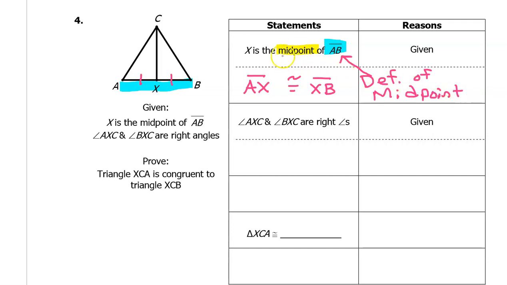If the previous statement mentions bisector, then you're going to have a definition of some kind of bisector. If the previous statement says midpoint, it's going to be the definition of midpoint. All right, moving on. Next, we see another given.